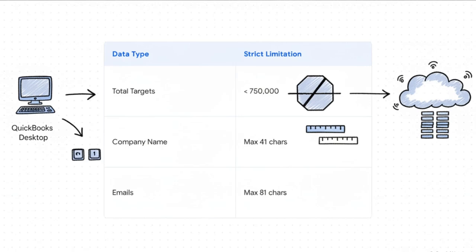Before you migrate, do yourself a favor. Hit Ctrl+1 on your keyboard and check your total targets. That number absolutely must be under 750,000 for a smooth move to the cloud.